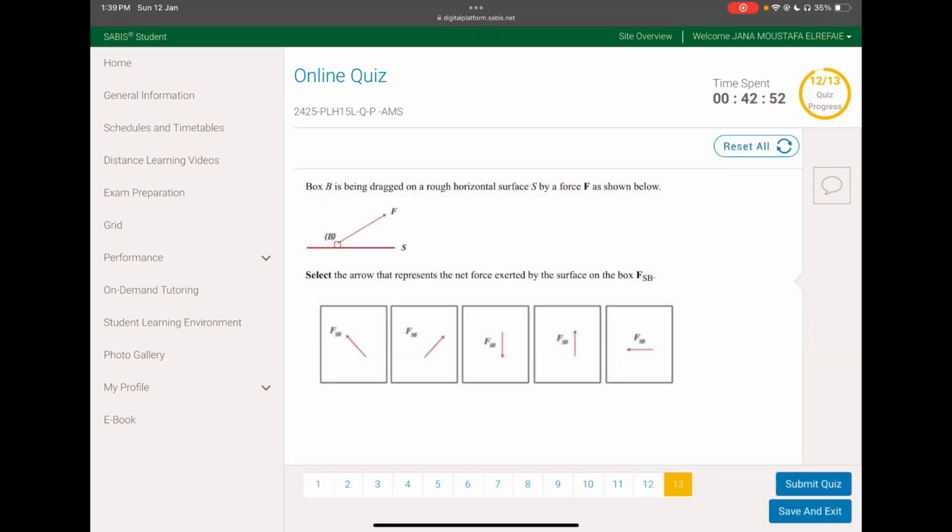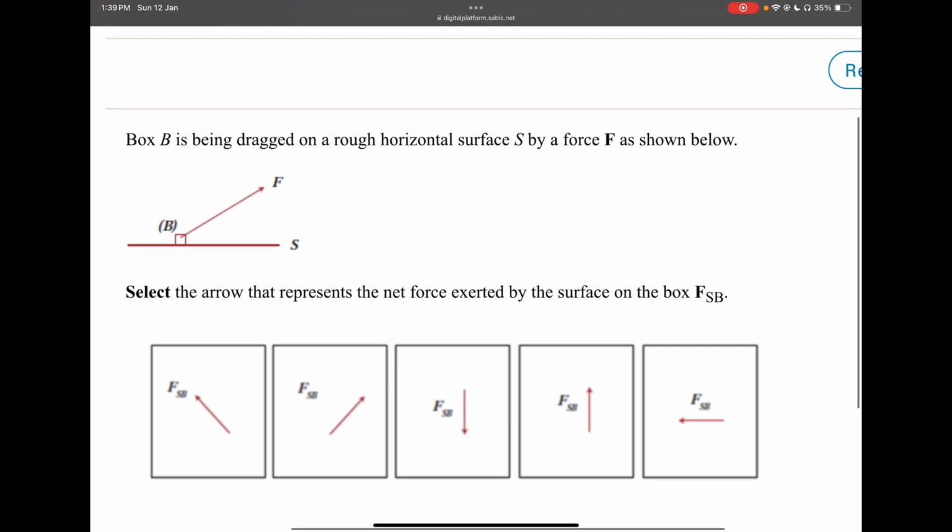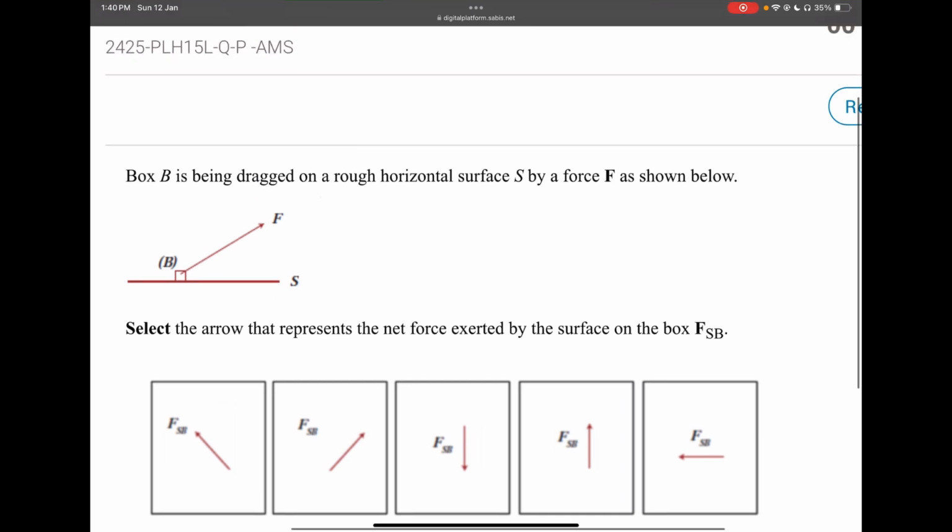Okay, the last question. Box B is being dragged on a rough horizontal surface S by a force F as shown below. So it's being dragged on a rough horizontal surface by force F. So we know that there is friction. Select the arrow that represents the net force exerted by the surface on the box, F S on B. So the force exerted by S on B. And we know that it's equal in magnitude but opposite in direction. So what's the opposite of that one? It's going to be this one.